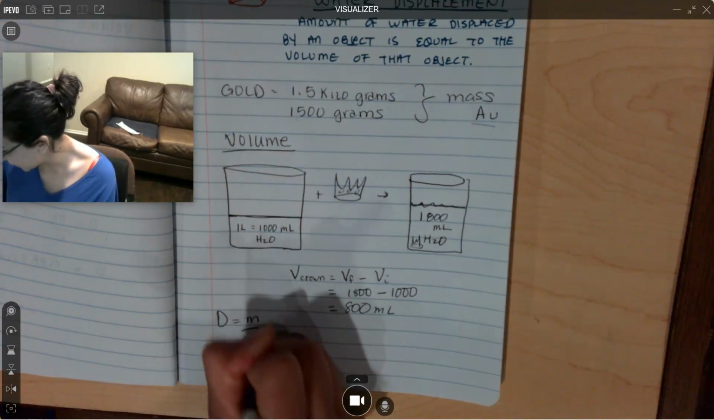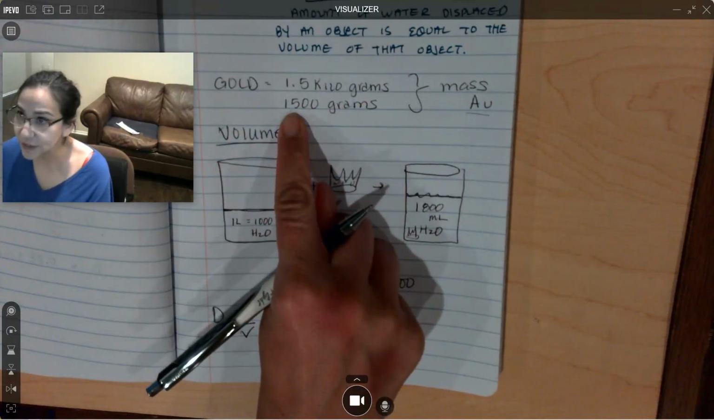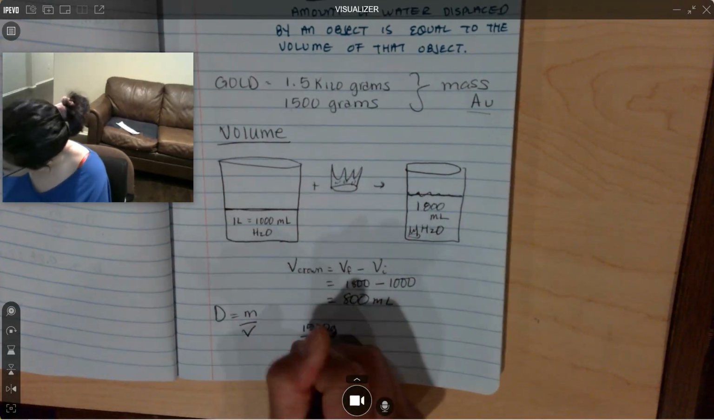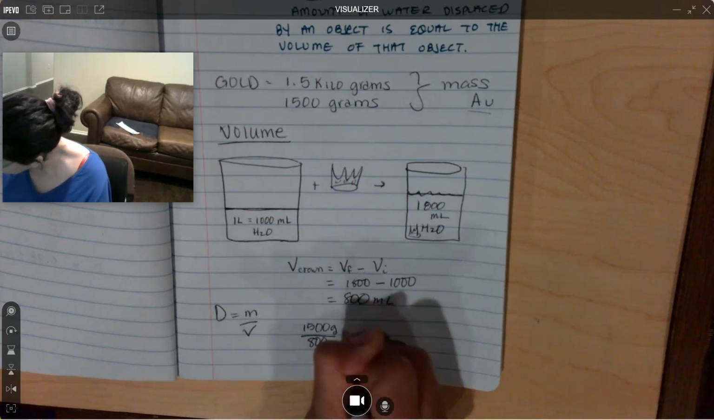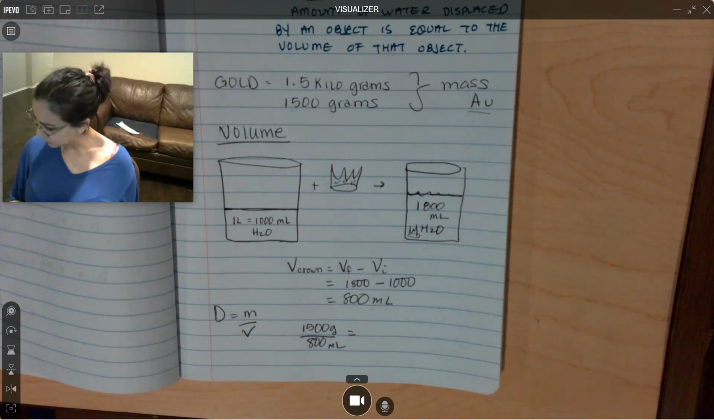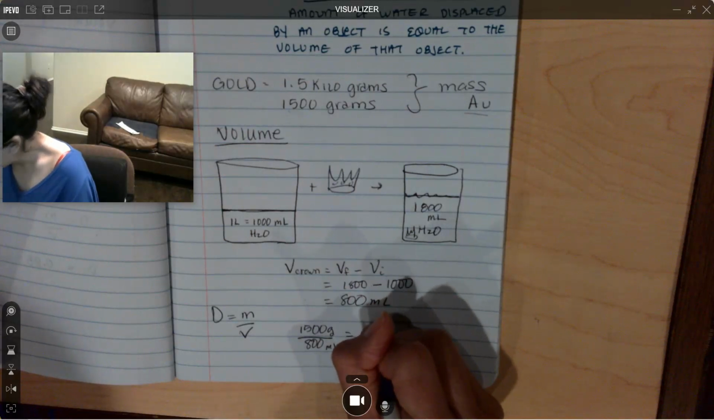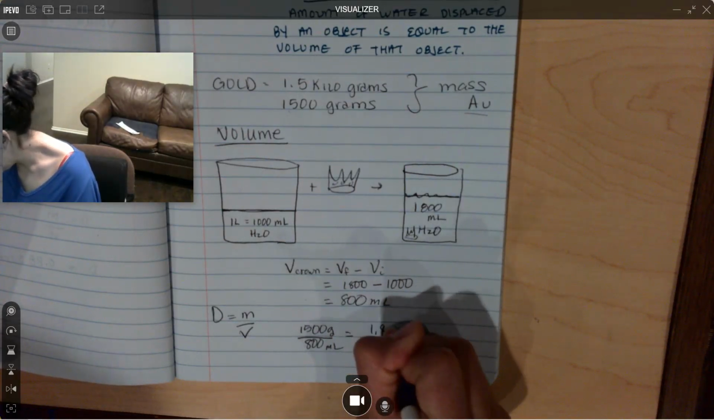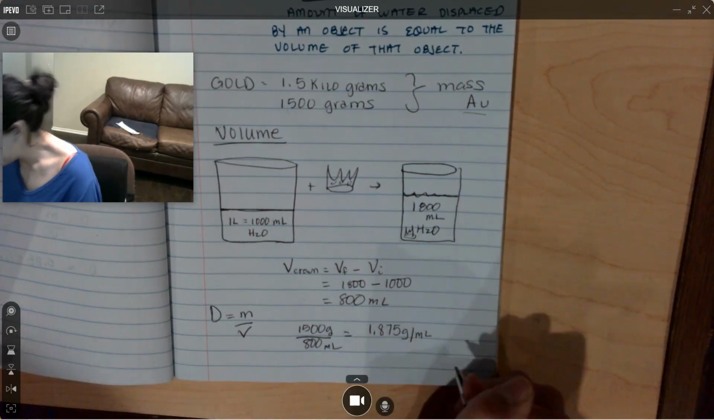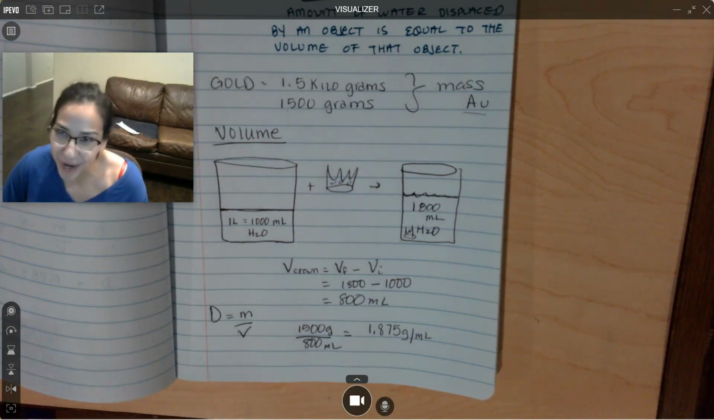Let's go ahead and find the density. Density is equal to mass divided by volume. My mass is 1,500 grams. My volume is 800 milliliters. Take our fancy dancy calculator, and we get a density of 1.875 grams per milliliter.